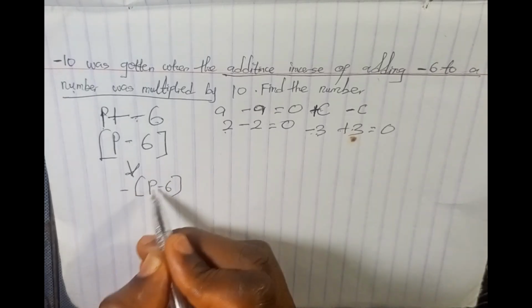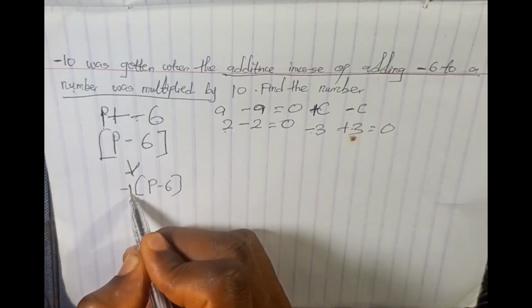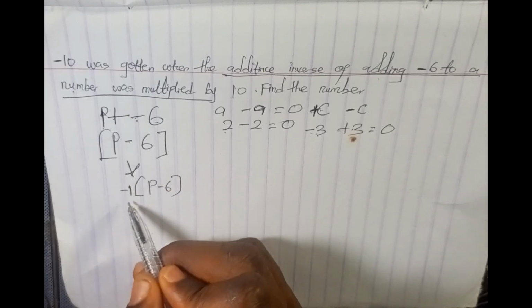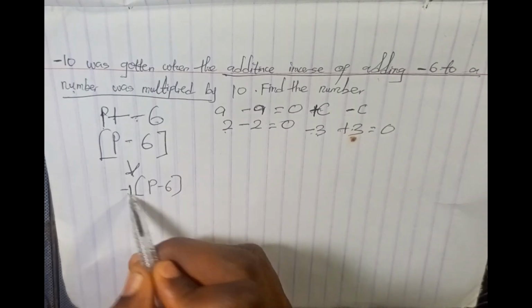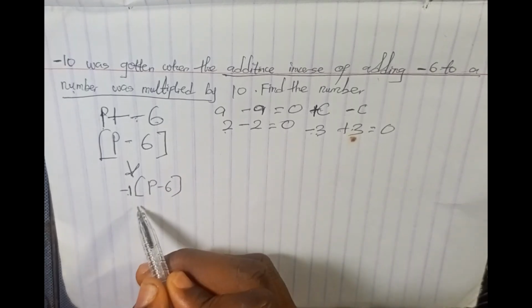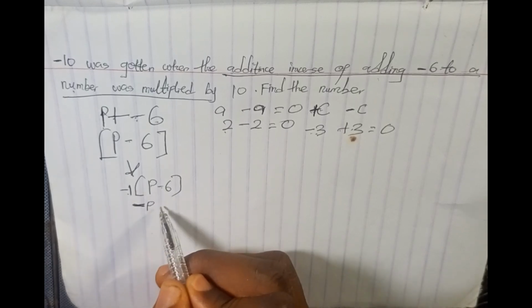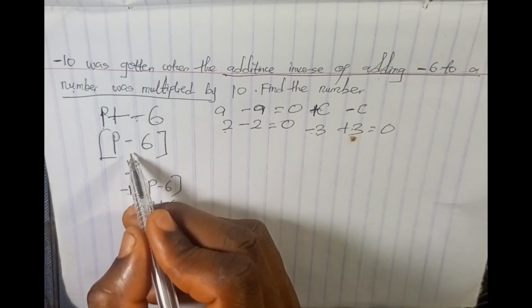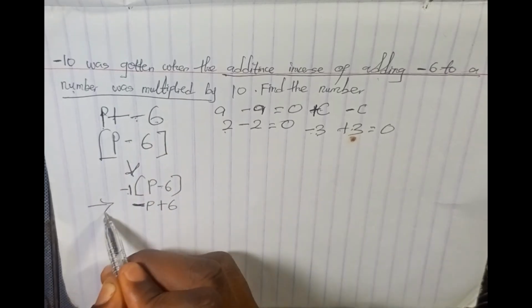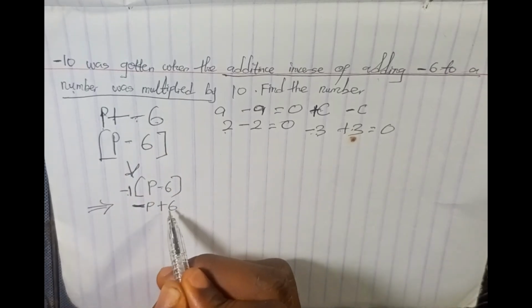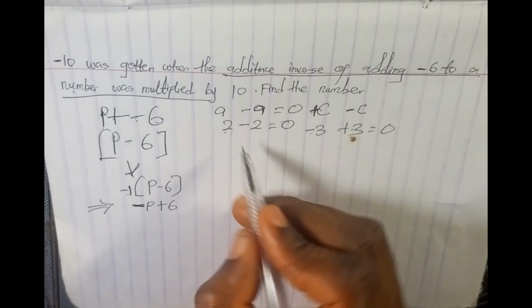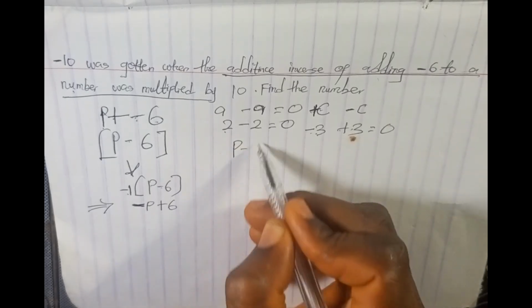Remember that we have to open the bracket. So what's the number closest to the bracket? It is minus 1. So if you use minus 1 to open the bracket, minus 1 times p will definitely be minus p. Therefore, minus 1 times minus 6 will definitely be plus 6. So the additive inverse of p minus 6 is what? Minus p plus 6.